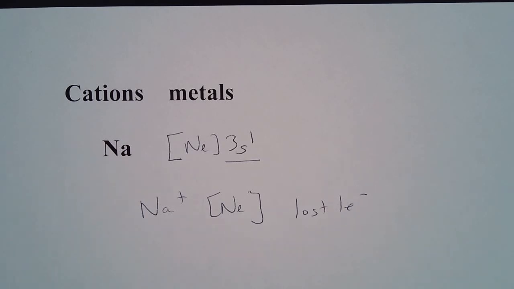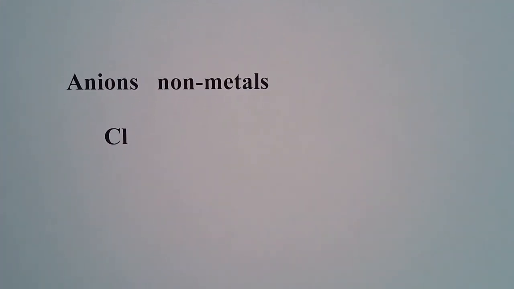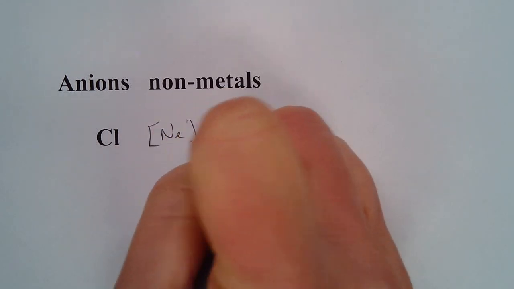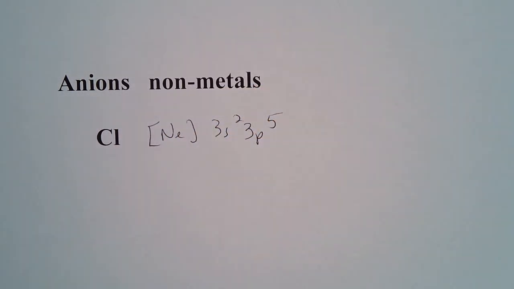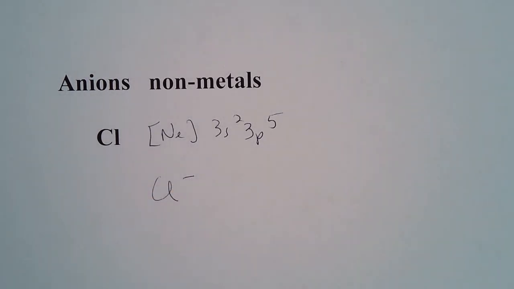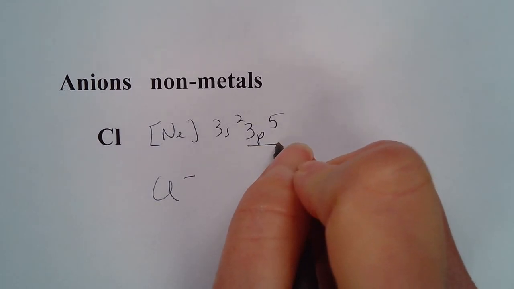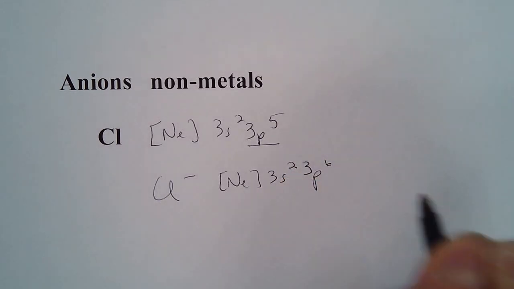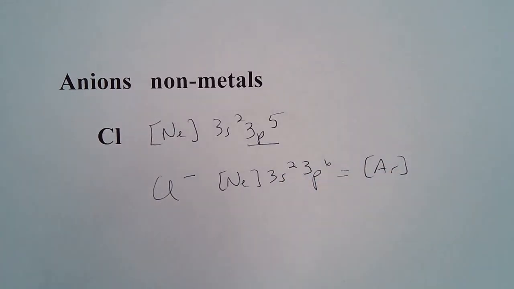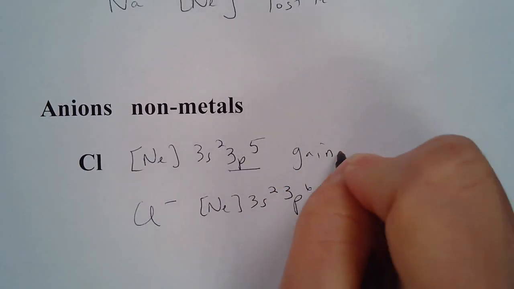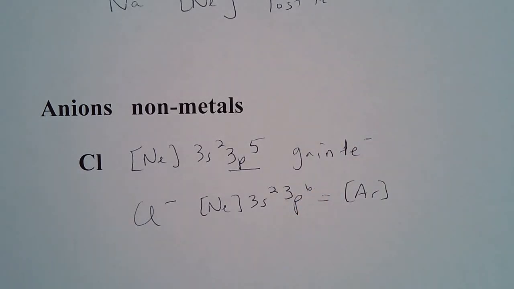So then we have anions, the non-metals. So those are on the right-hand side of the periodic table. So Cl, if I were to write its noble gas configuration, is neon 3s2 3p5. So we know Cl becomes a minus charge because it wants to fill up that p orbital. Okay, so we have neon 3s2 3p6, or we could just write it as argon. So all of this we've done before, but the new thing we're going to focus on is it's gaining 1 electron. Okay, it's gaining 1 electron.